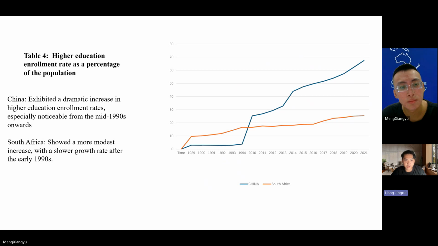Table 4 is higher education enrollment rate as a percentage of the population. China exhibited a dramatic increase in higher education enrollment rate, especially noticeable from the mid-1990s onward. South Africa showed a more modest increase, with a slower growth rate after the early 1990s.